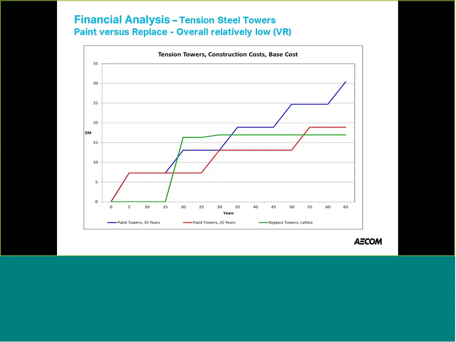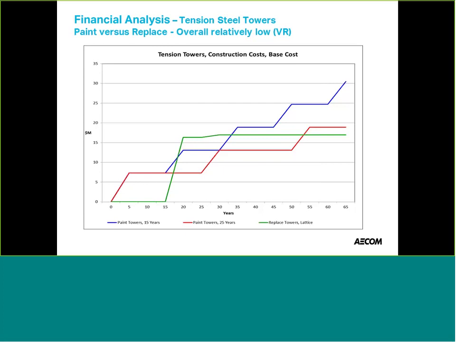What we've put together now is a bit of a financial model for you. These are the tension steel towers. What we've looked at is the blue is a 15-year painting program, the red a 25-year painting program, and the green is a replacement. Now, all these were based on a like-for-like arrangement when you're looking at replacements as we go through this financial assessment.